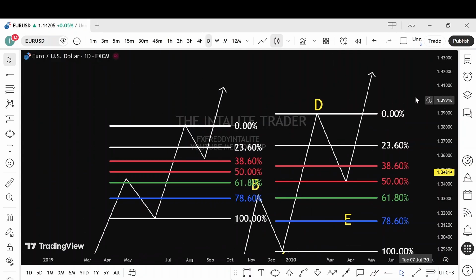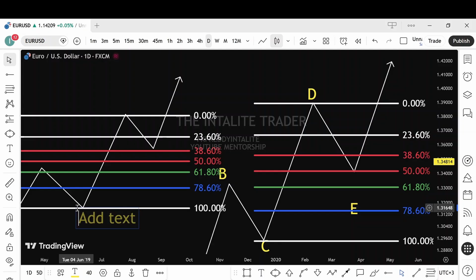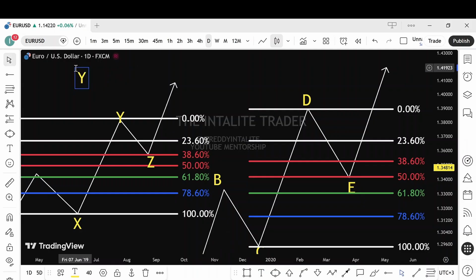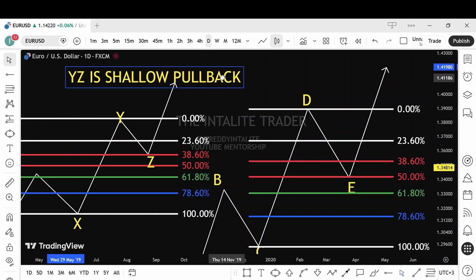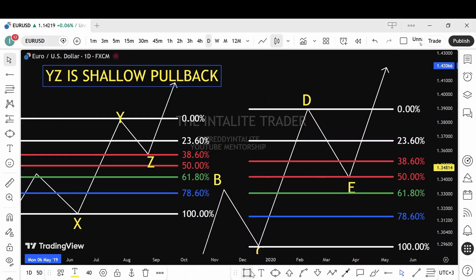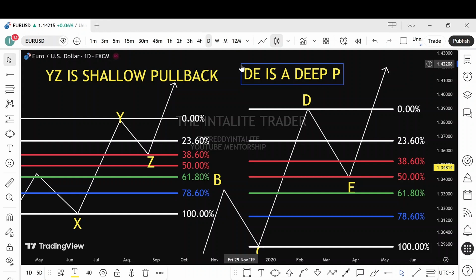I want to compare these two charts. Let me call this X, and then I call this Y, then this is Z. Here, point YZ is a shallow pullback. And then DE is a deep pullback.